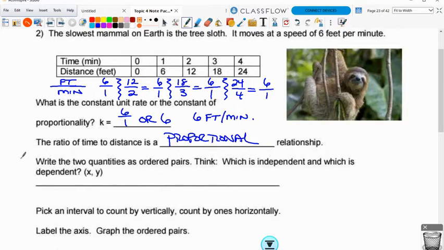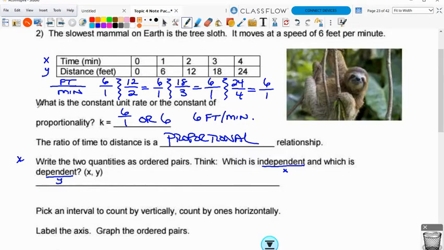And now what I'm going to do here is set up my quantities as ordered pairs. Remember, I have to ask myself, which is the independent variable and which is the dependent variable? The independent variable is x, the dependent variable is y. So if we look back at our table, the distance traveled depends upon how long the sloth has been moving. So the distance depends upon the time. Distance is the dependent variable y. Time is the independent variable x.